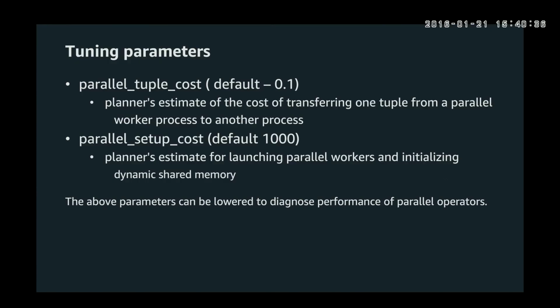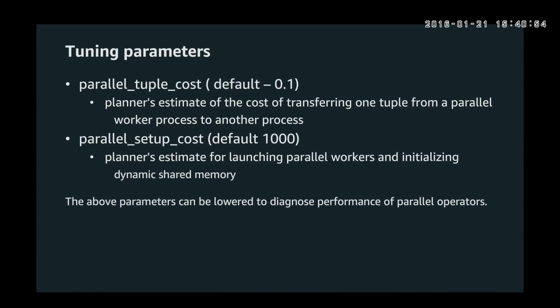One is the parallel tuple cost. So when you have workers and the gather process, there is data exchange between these workers, right? So this particular parameter says what the cost of exchanging rows between your workers and your gather process is, right? And then you have parallel setup cost.